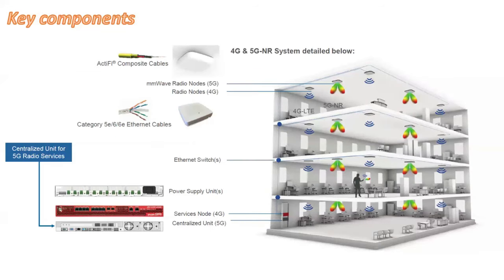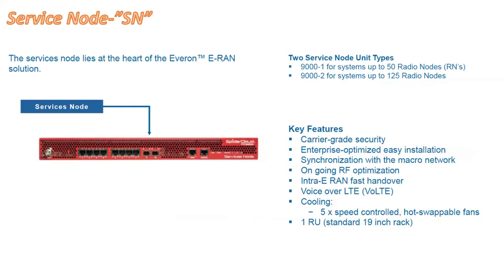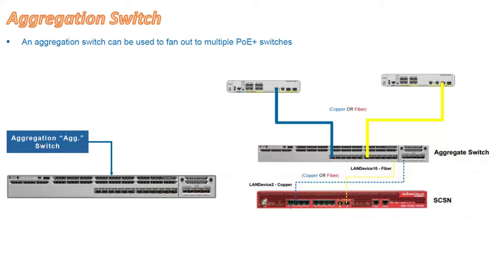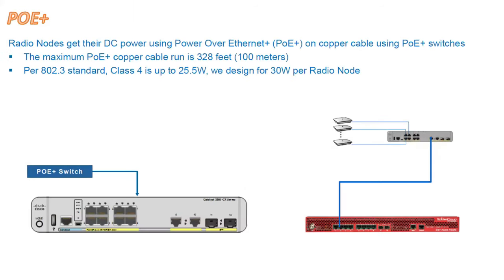And this is the basic structure which we have already discussed. It consists of service nodes, power supply, Ethernet switch, and radio nodes. And the service node, right? The service node ensures that it is easy to deploy and manage, and it delivers the performance mobile operators expect. It is, you can say, the heart or the brain of the small cell. And then we have this aggregation switch, and it can be used to fan out to multiple power over Ethernet switches, right?